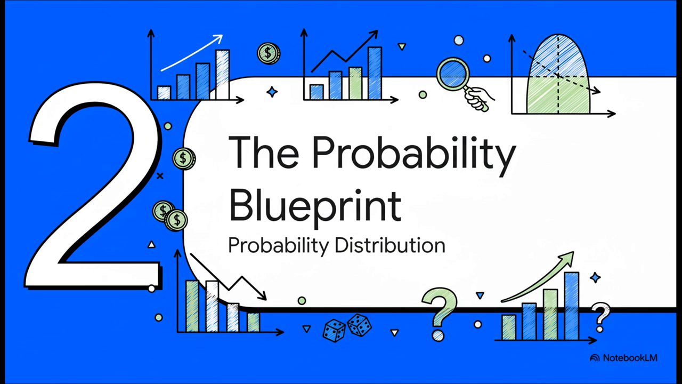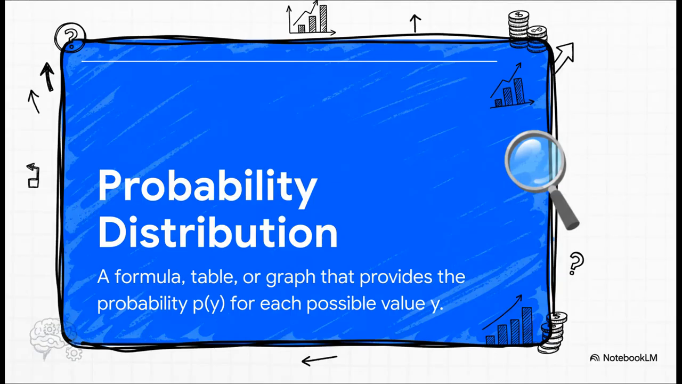Okay, so we have our translator. We can turn outcomes into numbers. But that's only half the story. A number isn't all that useful unless we know how likely it is to actually pop up. And for that, we need a blueprint. This blueprint is called a probability distribution. You can think of it as a complete map of the situation. It could be a table, a chart, or even a formula, but its job is always the same, to tell us the exact probability for every single numerical value our random variable can take.